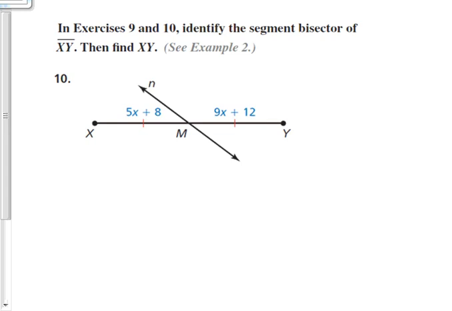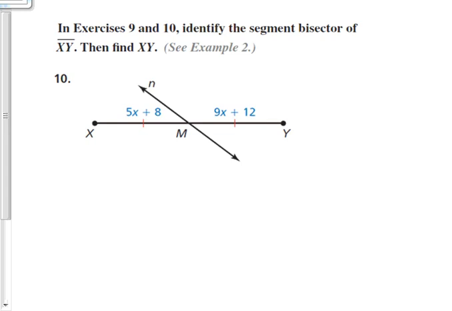So for number 10, it's asking me to identify the segment bisector of segment xy and then find the distance between x and y. So I know that in order for something to be a segment bisector, it has to hit right at the midpoint or cross it or go through it. And I know that point M is my midpoint because it splits xy into two equal parts.